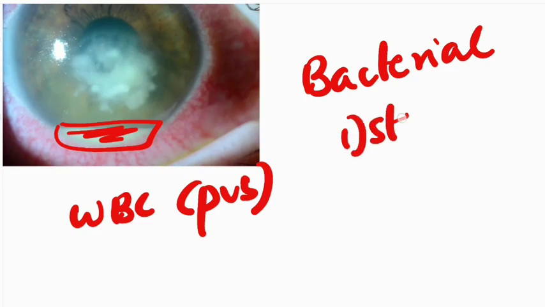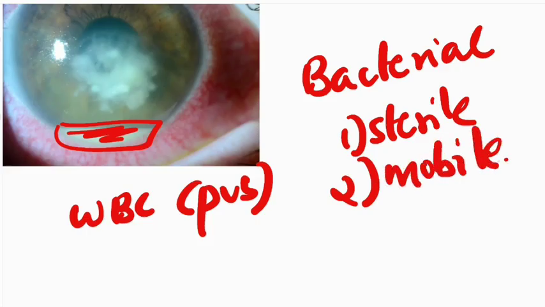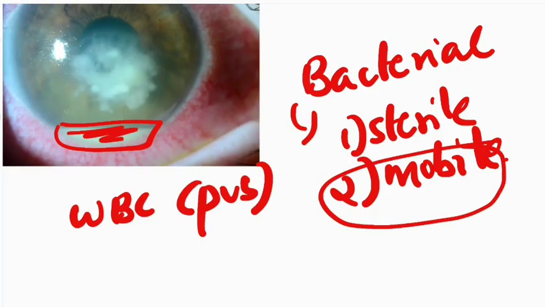There the hypopyon is going to be sterile and it is going to be mobile, meaning the bacteria are in the cornea but they have not entered the anterior chamber. So when you examine the hypopyon in a bacterial ulcer, it will have inflammatory cells, it will not have any organisms. And also the hypopyon in bacterial keratitis is going to be mobile, meaning when the patient is tilting his head, the pus level will also shift, right?